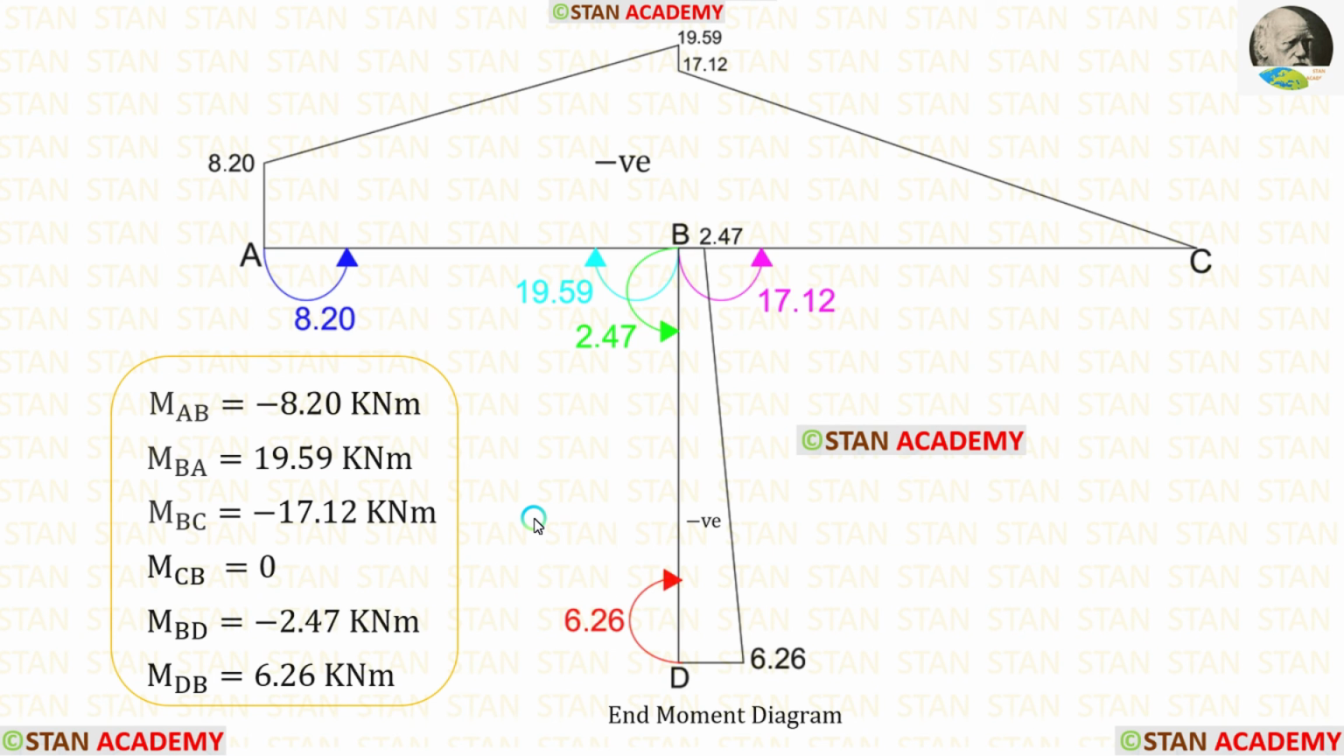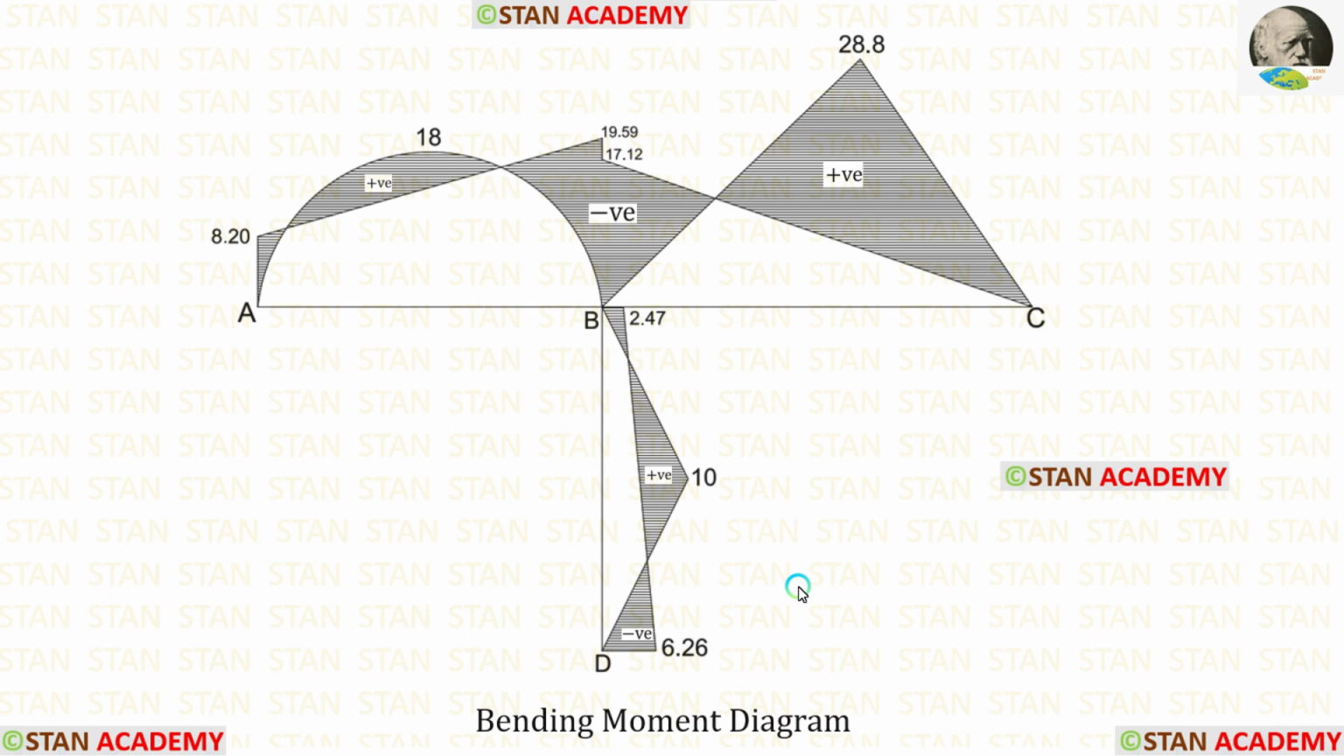Now let us make the end moment diagram. Using these moments, we can make this diagram. For making this diagram, we have to see the direction of the arrows and draw. Now let us combine the free moment diagram and the end moment diagram so that we will get the bending moment diagram. Now we are going to end this session.